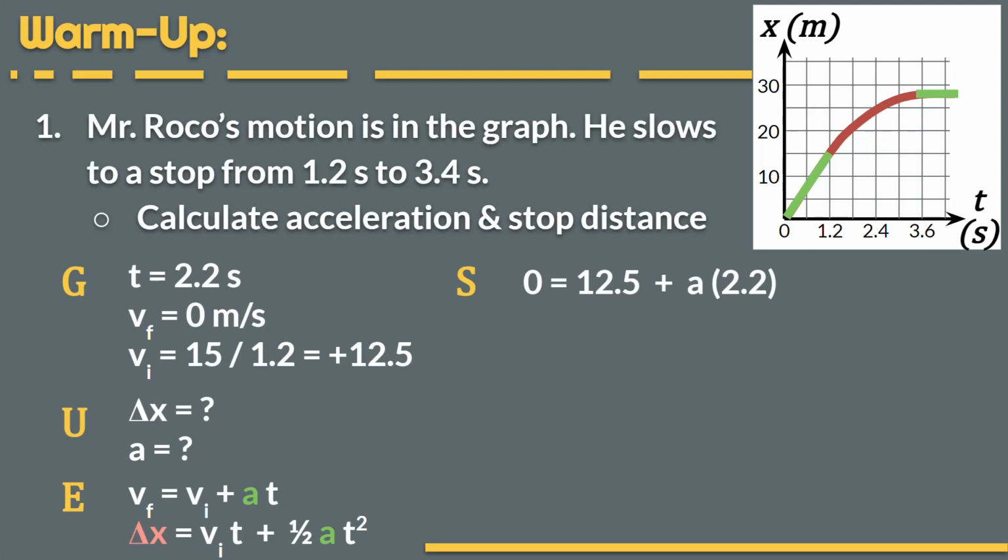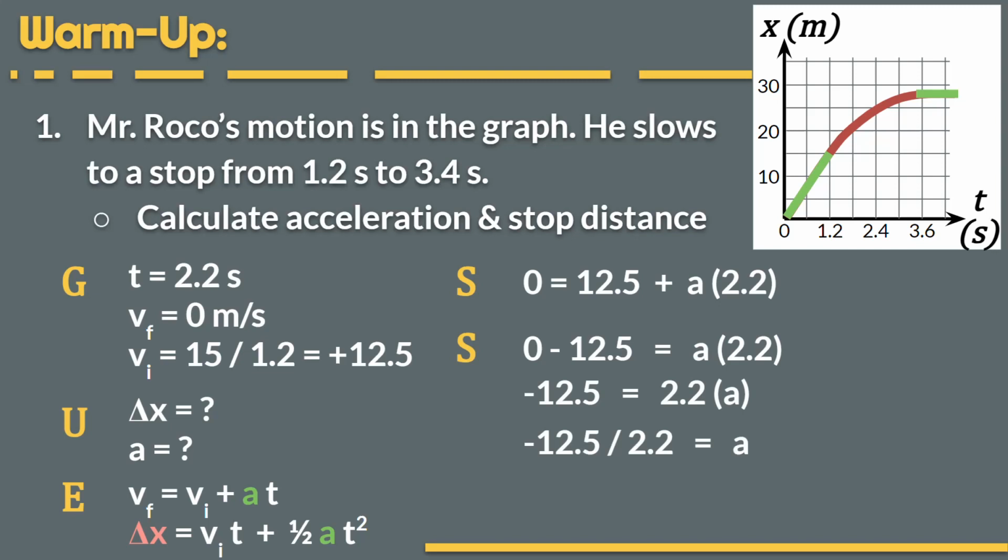I need to isolate my variable a, and so I'm going to subtract 12.5 from both sides. That's going to give me negative 12.5 over here equals 2.2a. And then if I want to isolate a, I need to divide both sides by 2.2. And that gives me an acceleration of negative 5.682 meters per second every second, or meters per second squared.